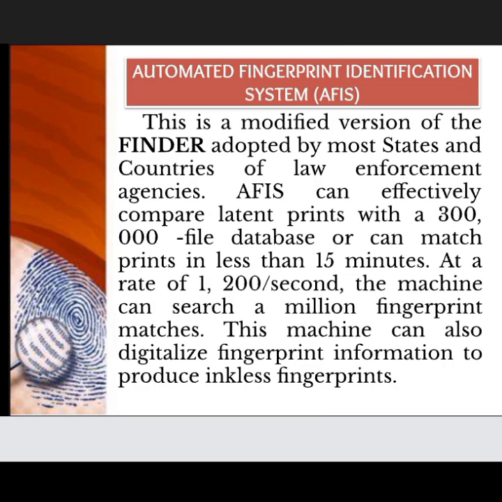Automated Fingerprint Identification System. This is the modified version of the FINDER adopted by most states and countries' law enforcement agencies. AFIS can effectively compare latent prints with a 300,000 file database or can match prints in less than 15 minutes. At a rate of 1,200 seconds, the machine can search 1 million fingerprint matches. This machine can also digitize fingerprint information to produce inkless fingerprints.